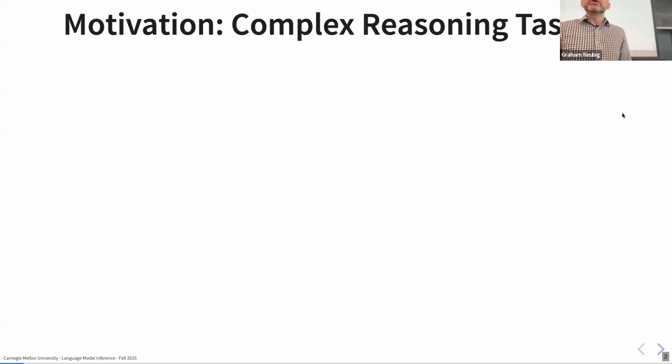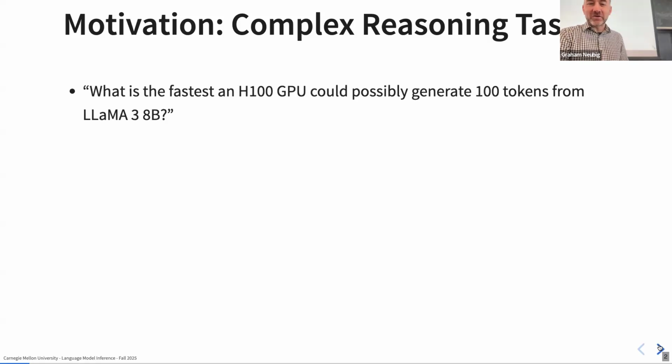Okay, great. So our motivation for chain of thought is we want to do complex reasoning tasks, and this is an example of a complex reasoning task that I wanted to do for this class. What is the fastest an H100 GPU could possibly generate 100 tokens from Llama 3 8B? Anyone have an idea of how you would solve this? How would you start answering this question?